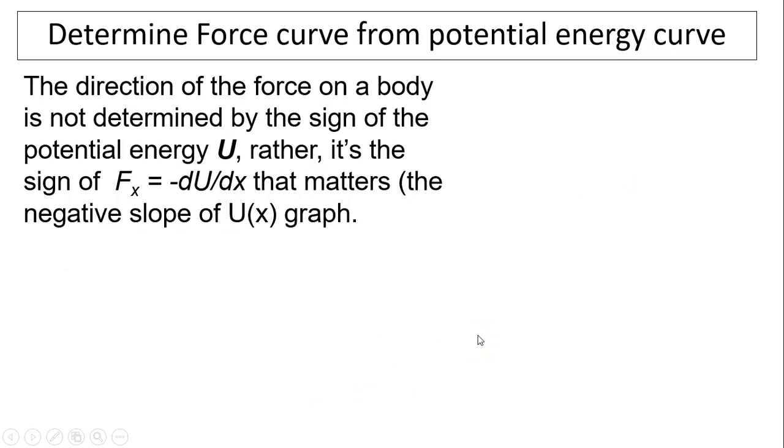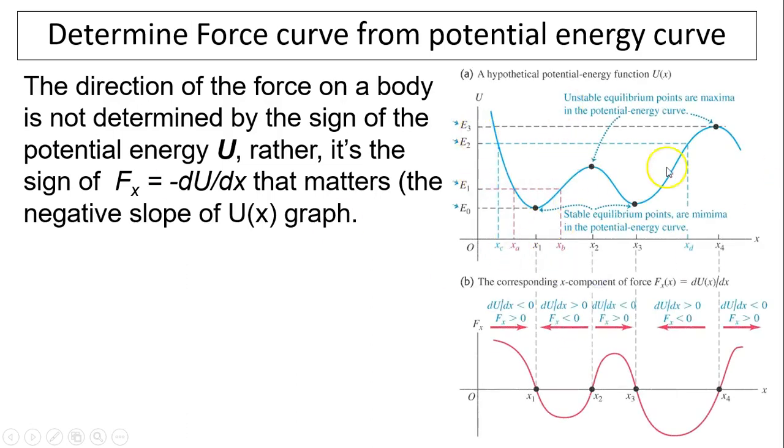Okay, determine the force curve from the potential energy curve. So here is the potential energy curve we have seen before, right? And here's a force curve. We can determine this. How can we determine that? First, let's take a look at the highest and lowest points, the minimum and the maximum point. Each point indicates your force equals 0 because at that point, dU over dx equals 0. So at those points, F equals 0.